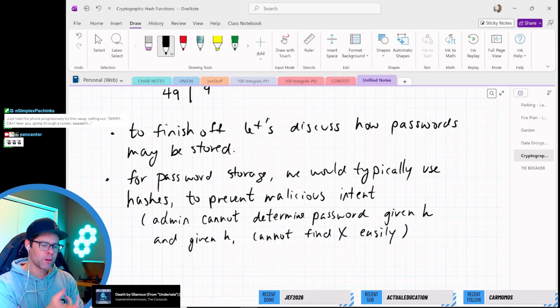So I would say think about it from this perspective. For password storage, we'd want to use hash functions. It makes a lot of sense, and a lot of it has to do with preventing malicious intent. I would say a lot of that malicious intent would be on the data storage side.